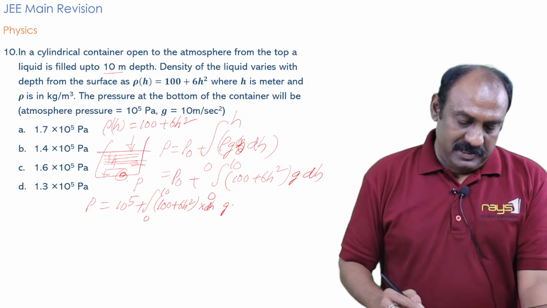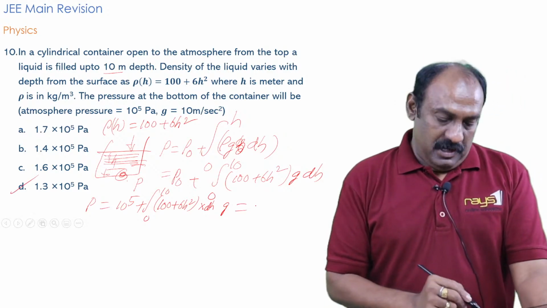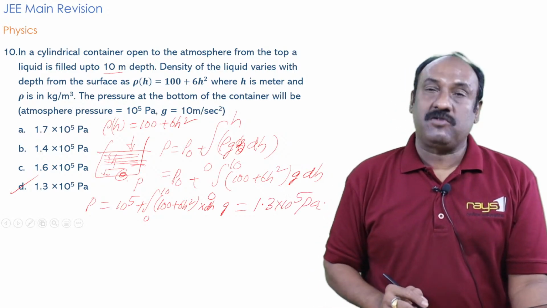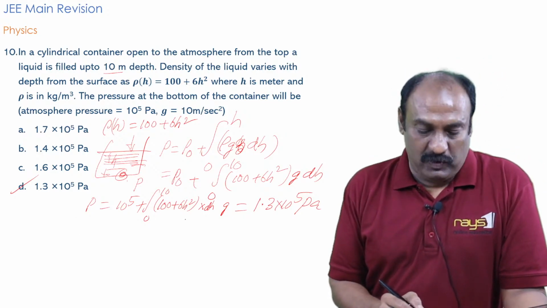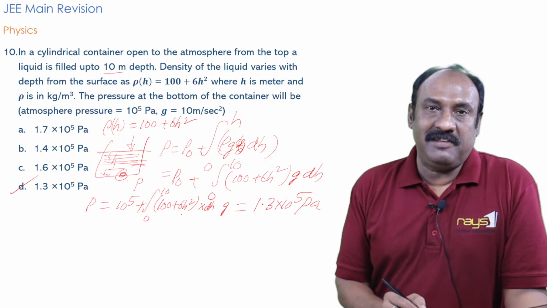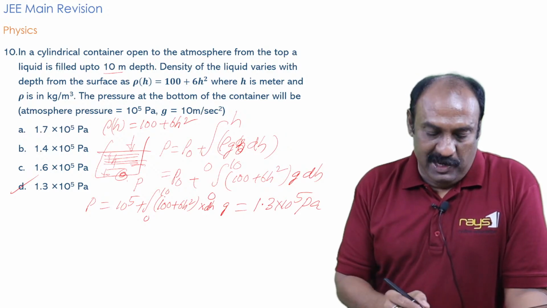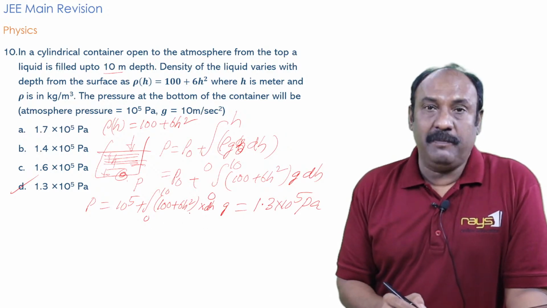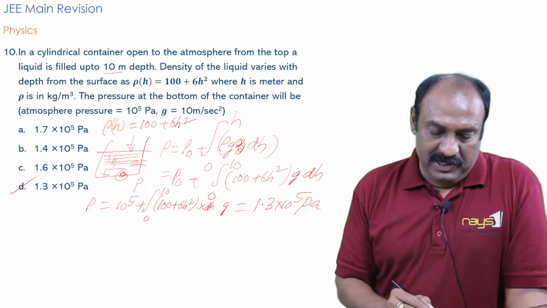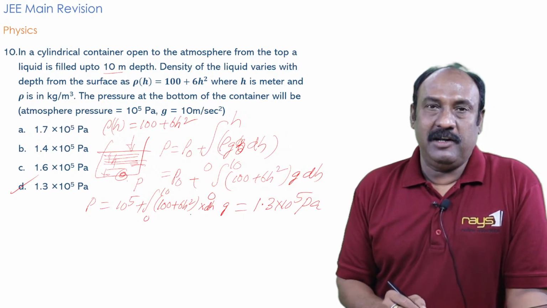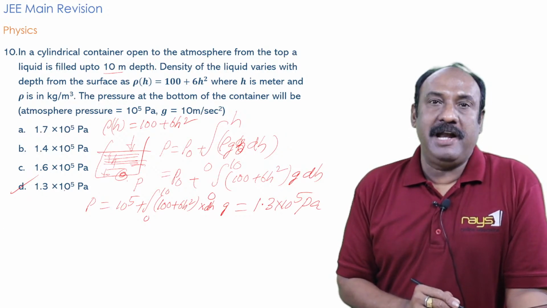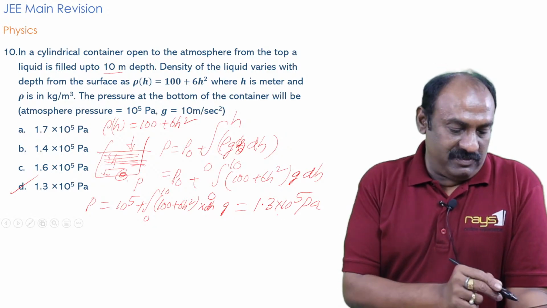After calculation, we get the answer as 1.3 into 10 power 5 Pascal. So what is the integration of 100 plus 6h squared? It is 100 into h plus, for 6h squared, 6 into h cubed by 3. You substitute h value as 10, then you get one value, and by adding this value to 10 power 5, see the options here, we get 1.3 into 10 power 5 Pascal as the answer for question number 10.